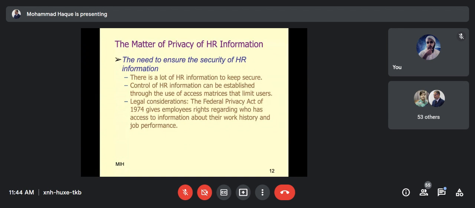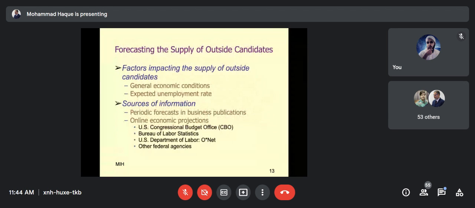In India, we do say that data security acts are being passed, but the security is not there. Therefore, we have got to operate with caution. Forecasting the supply of candidates: we have looked at factors impacting the supply of outside candidates, that is based on general economic condition.